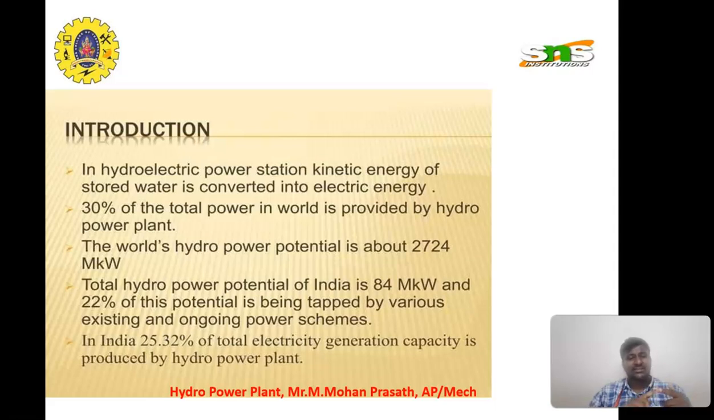It was said in the literature that 30% of the total power in the world was produced by the hydropower plant, which was estimated to be a potential of about 2724 mega kilowatt. In India, the electric potential from the hydropower plant was estimated to be around 80 kilowatt. In terms of percentage, 25.32% of total electricity was produced by the hydropower plant in India.